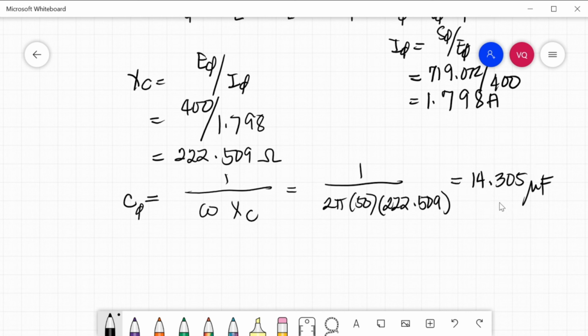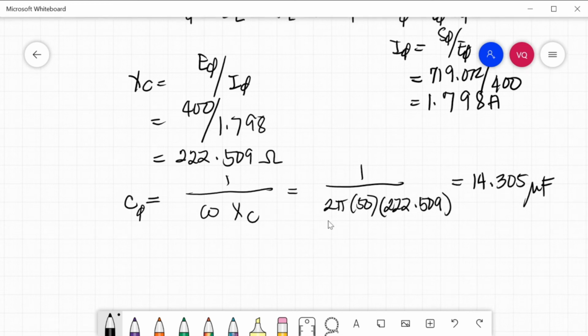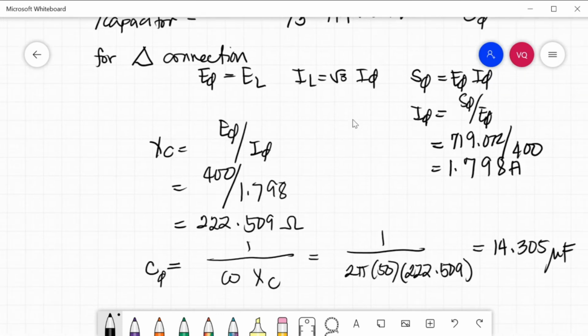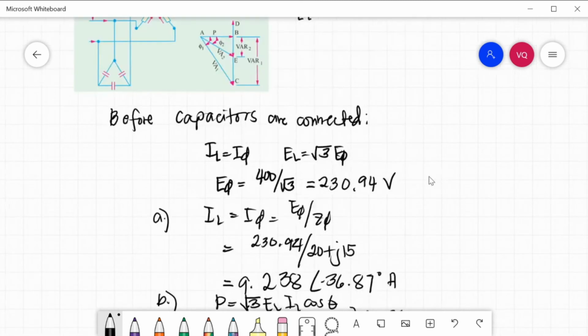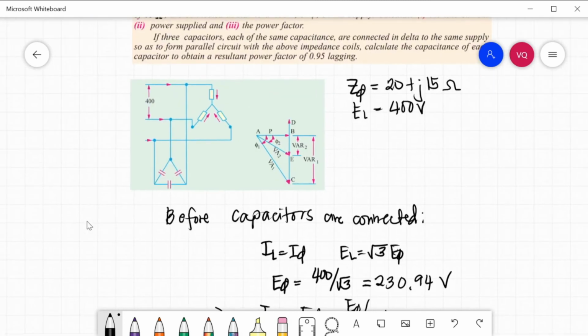This is now the value of the capacitor. Capacitance of the capacitor, 14.305 microfarad. So C is equal to 14.305 microfarad. So this is now the value of the capacitor which will improve the power factor of the system.